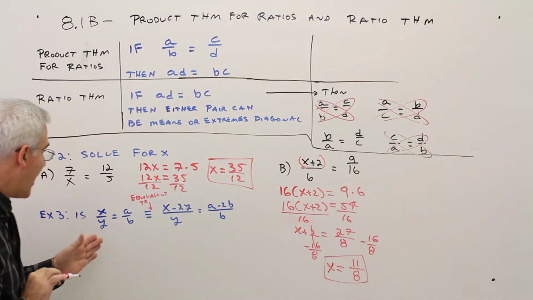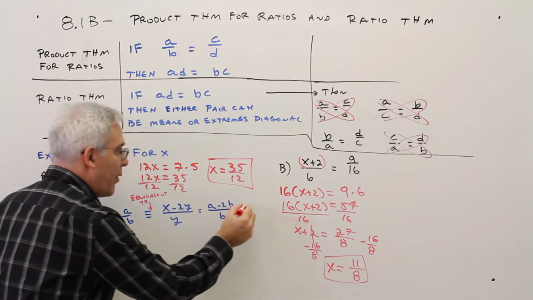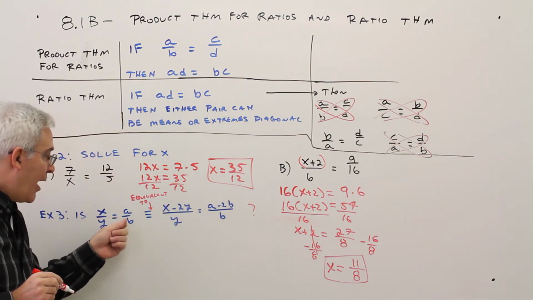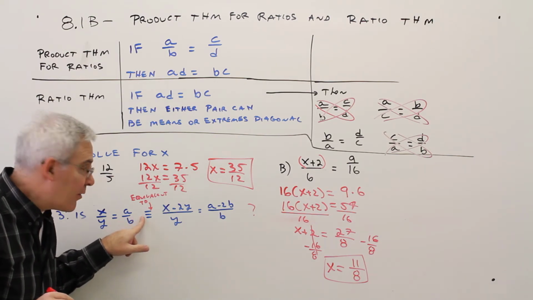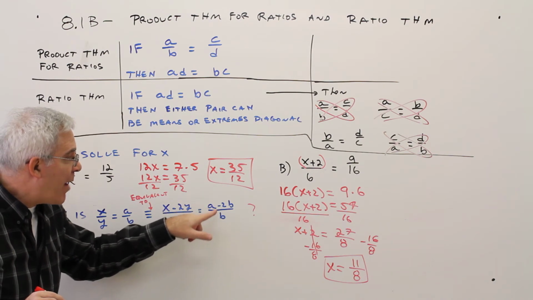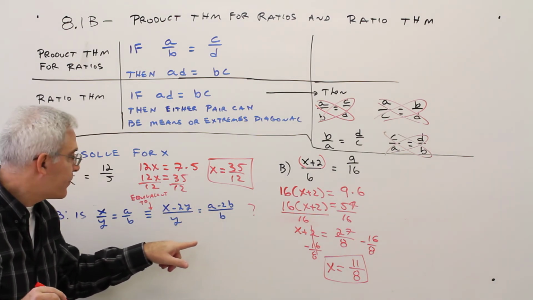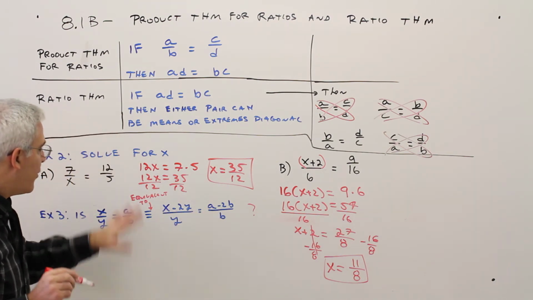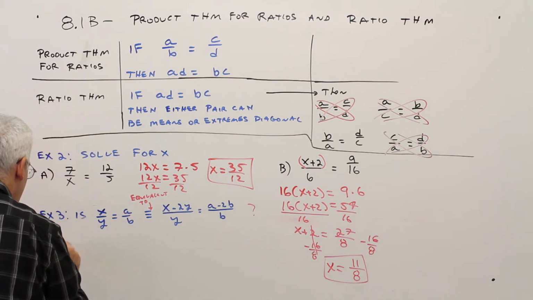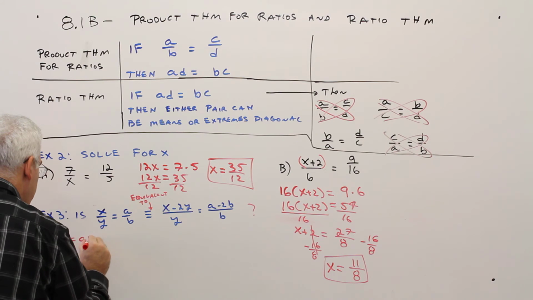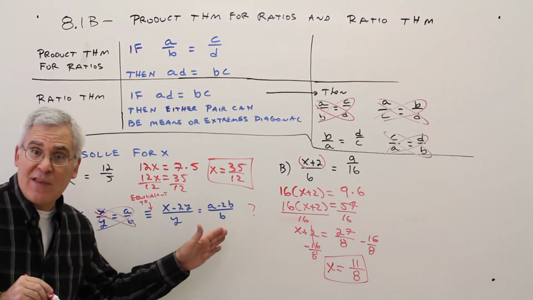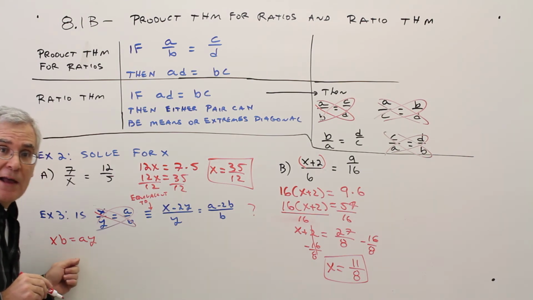All right, finally, example 3. This should be a question. Is x over y equal to a over b equivalent to x minus 2y over y equals a minus 2b over b? Okay, so what we're going to do is find the diagonals. So this diagonal is xb equals ay. So what we're going to do is see if these diagonals can reduce to that.